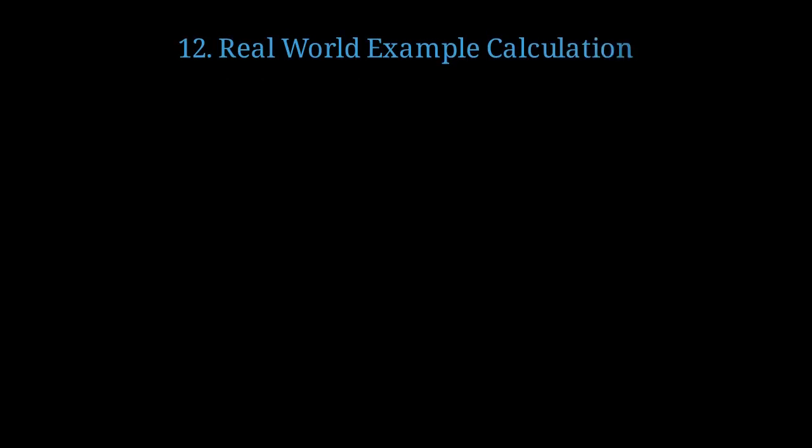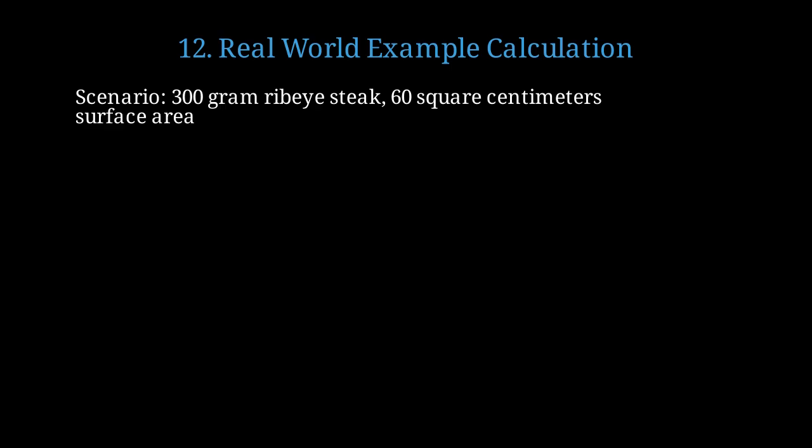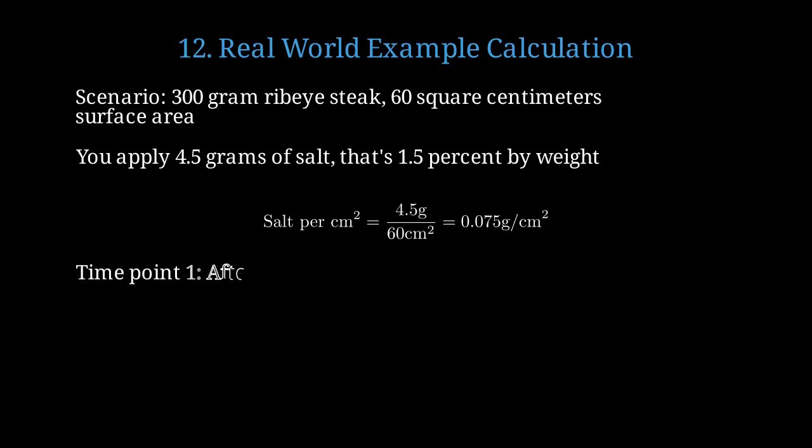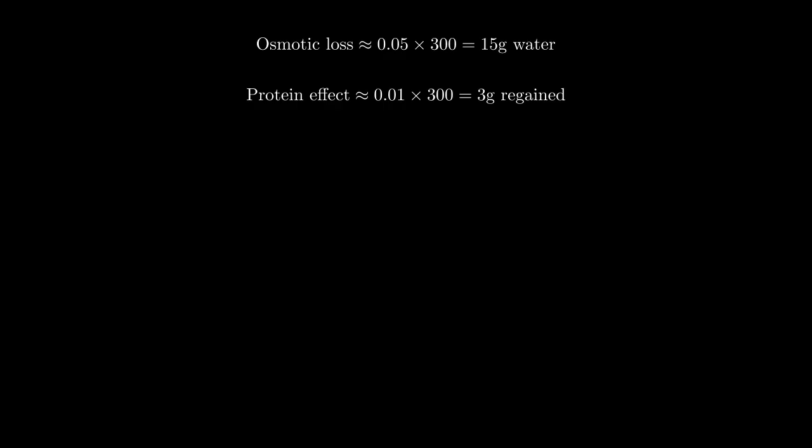Let's work through a complete real-world example with actual numbers. Imagine you have a 300-gram ribeye steak with 60 square centimeters of surface area. You apply 4.5 grams of coarse salt, which is 1.5% of the meat's weight. That works out to 0.075 grams of salt per square centimeter of surface area. At the 15-minute mark, let's calculate what's happened. Osmotic loss is roughly 5% of the total weight, so 15 grams of water lost. Protein denaturation has barely started, maybe 1% effect, only 3 grams regained. Net effect is 3 minus 15, giving you negative 12 grams, a loss of 4% moisture.